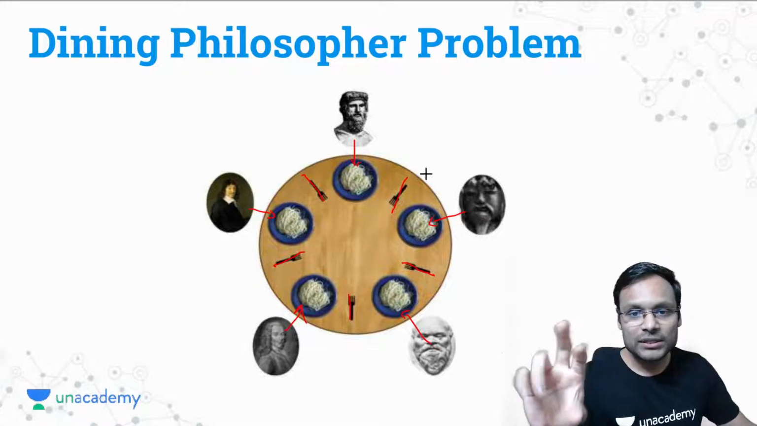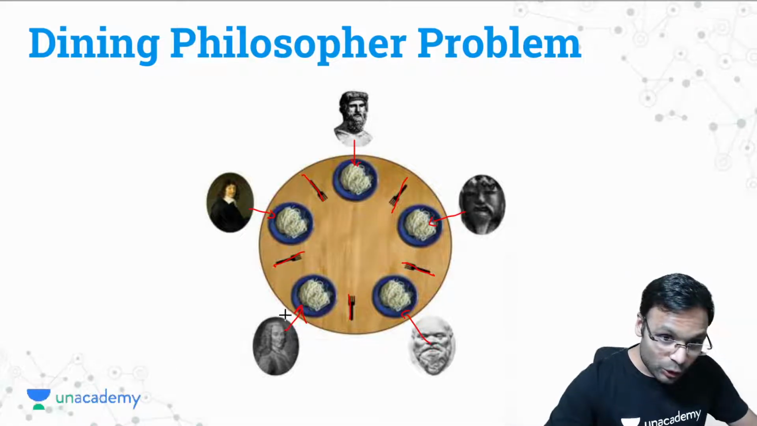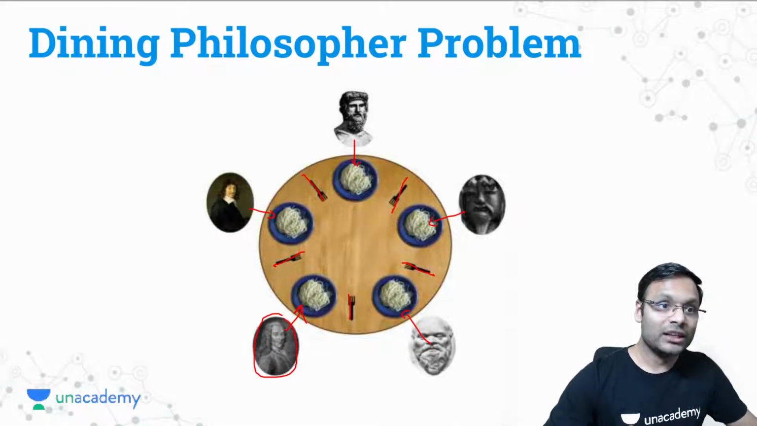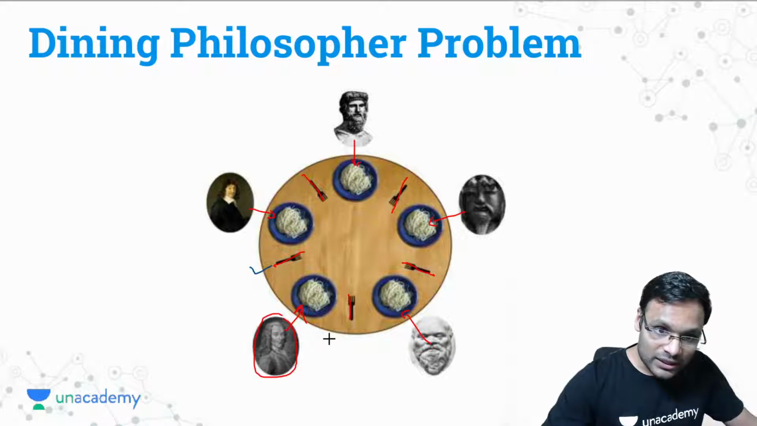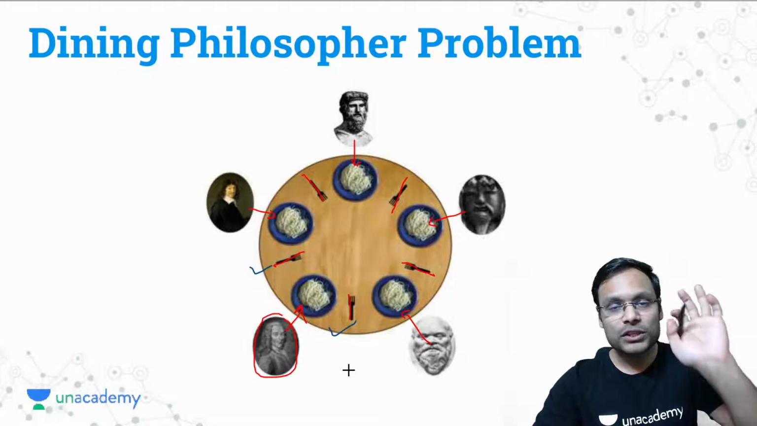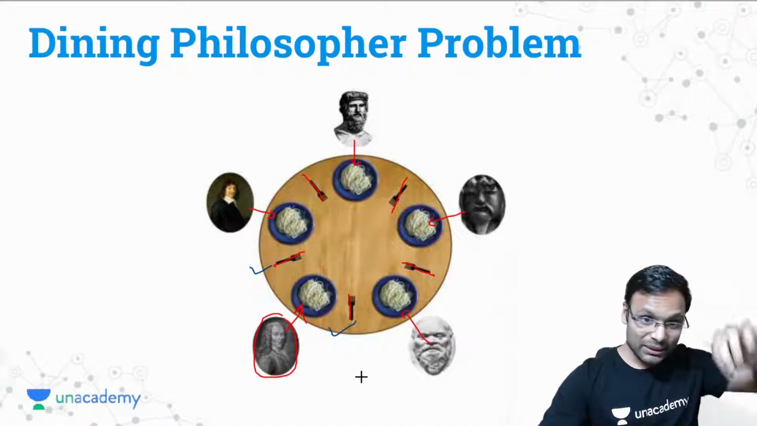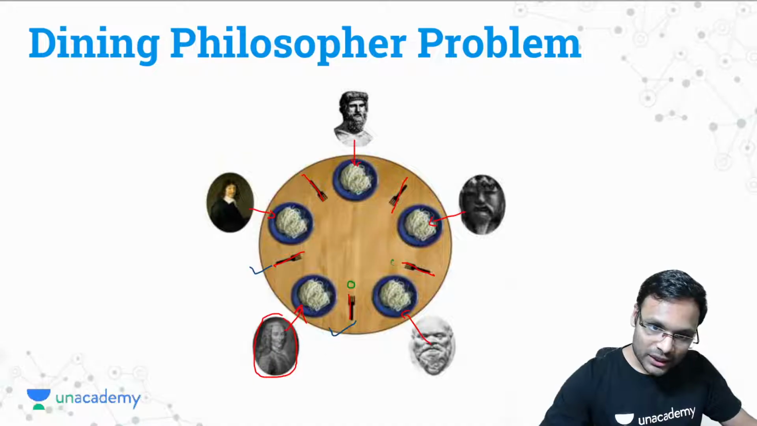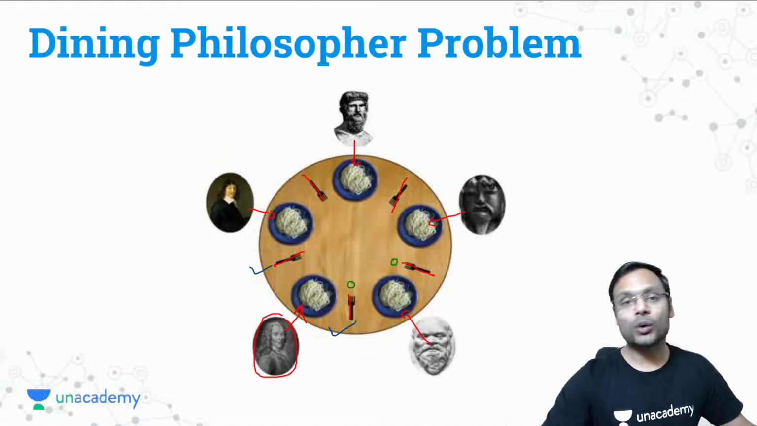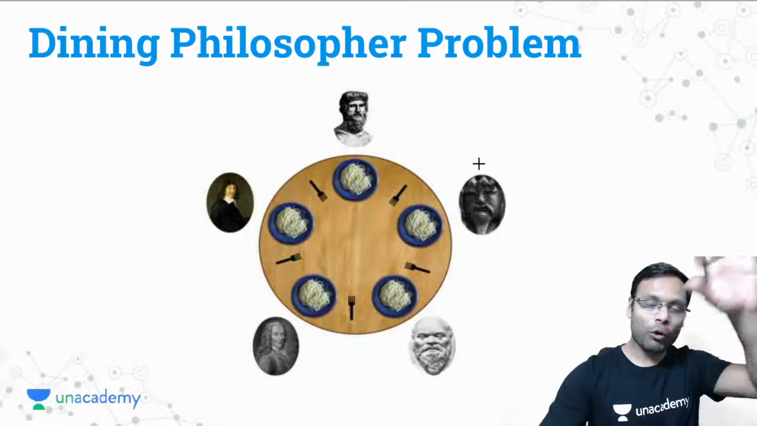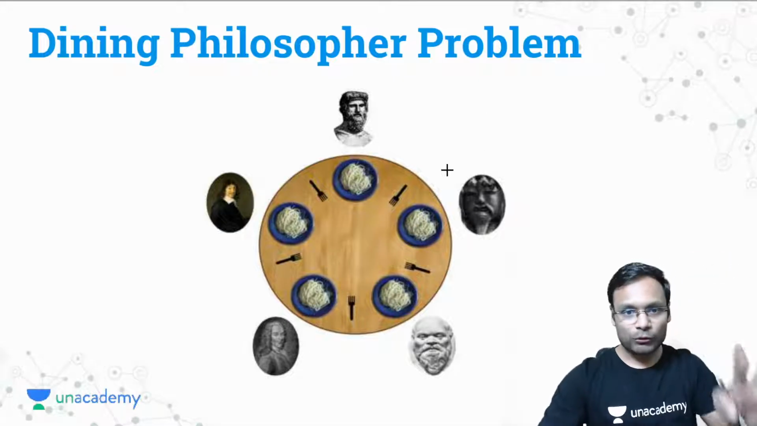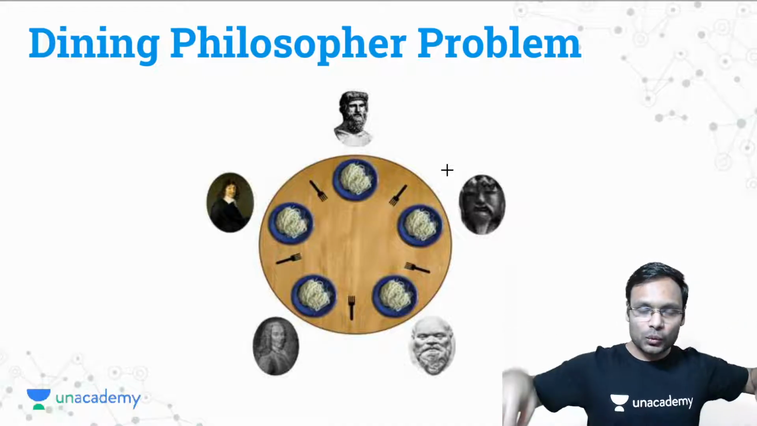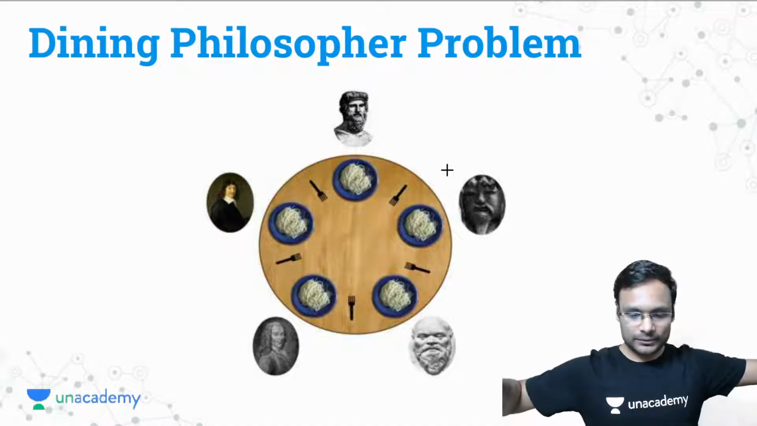एक चॉपस्टिक हर एक पर्सन के बीच में रखी हुई है. If this fellow wants to eat, this fellow can eat only when this philosopher can acquire this and this chopstick. 2 chopsticks or 2 forks are needed to eat. Similarly, if this one wants to eat, then this person can eat only when he can acquire this chopstick and this chopstick. Similarly, you can understand for all the philosophers. Round table, round food, between each pair of adjacent philosophers 1 chopstick is placed.